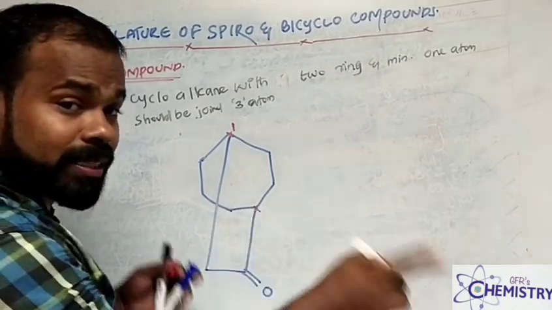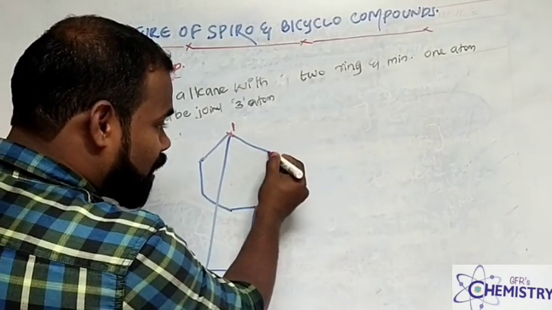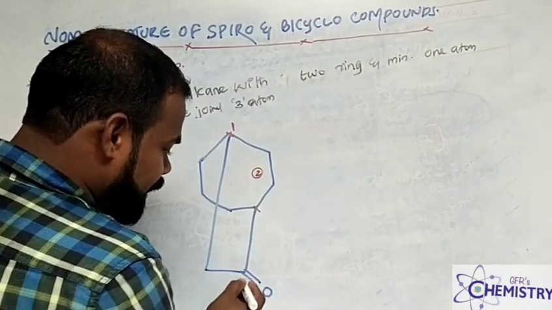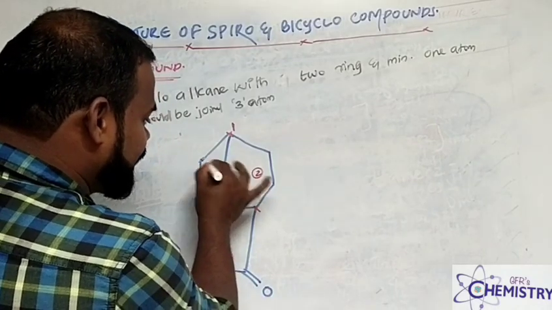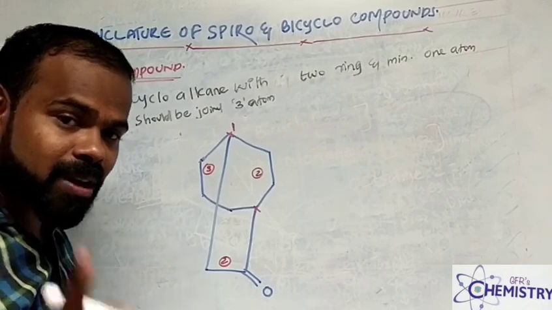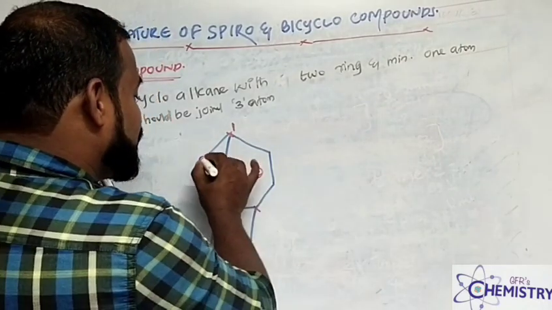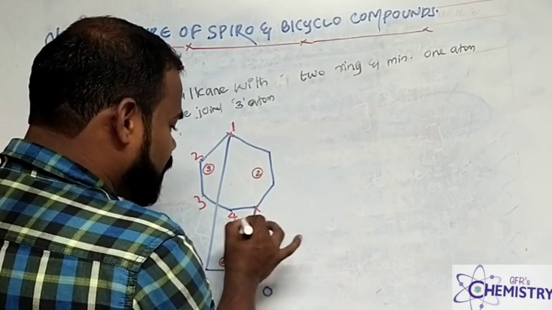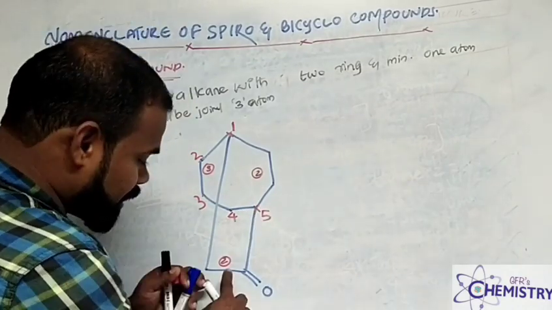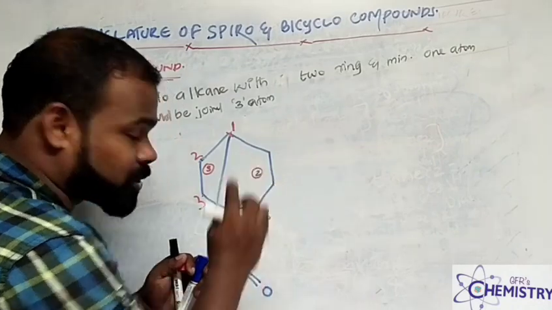Next, count the carbon numbers. Here 2, 1, 2. On this side 1, 2. This side 1, 2, 3, 3. Numbering should go along the biggest chain. Therefore 1, 2, 3, 4, 5. Next here also 2, here also 2.